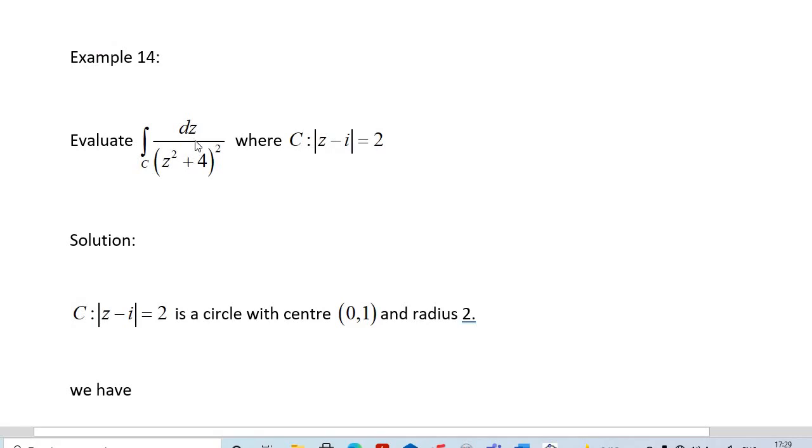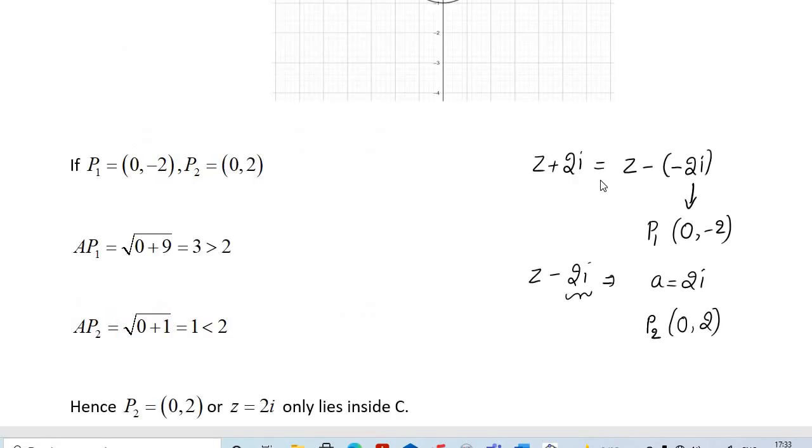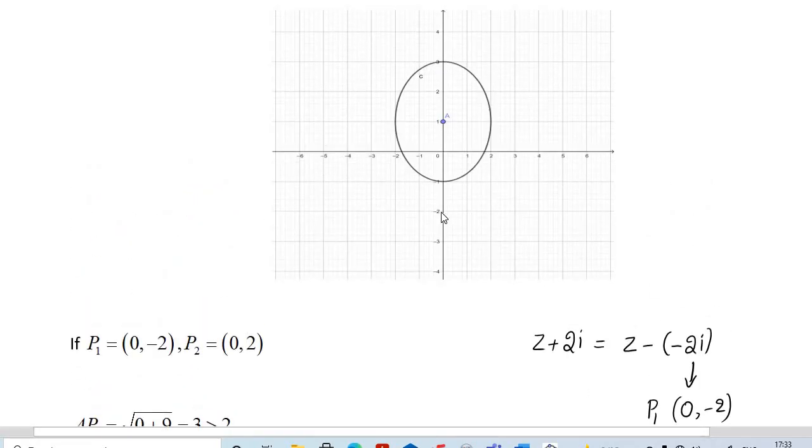Evaluate the integration over C of dz by z square plus 4 whole square, where C is modulus of z minus i equal to 2. This is our contour. Z plus 2i, that is z minus of minus 2i. Here the imaginary part is minus 2, real part is 0. Z minus 2i implies a equal to 2i. So P2 has real part 0, imaginary part 2.